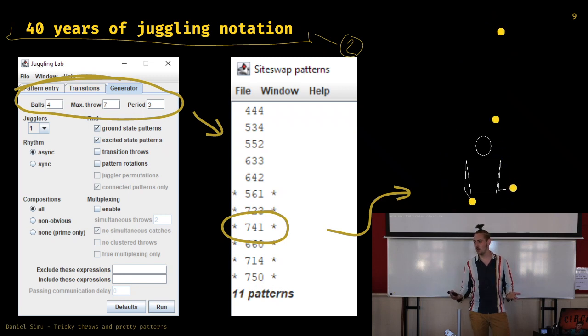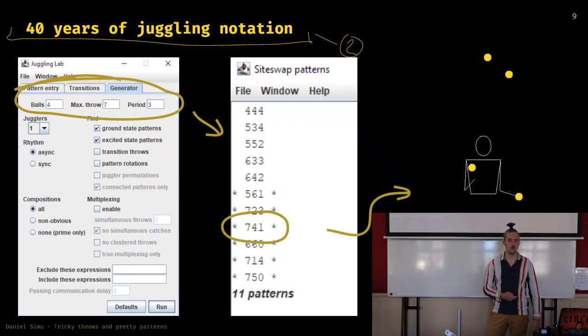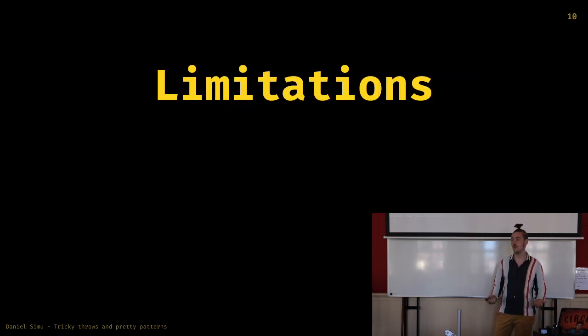And this kind of workflow of creating tricks through generators has really changed the way that we juggle. In fact, many jugglers think that siteswap is one of the key components in this renaissance of trick invention that we're currently going through. So siteswap is pretty great all in all, but it also has some severe limitations.